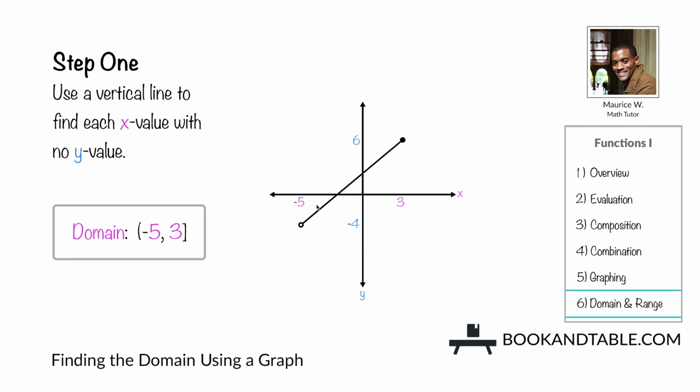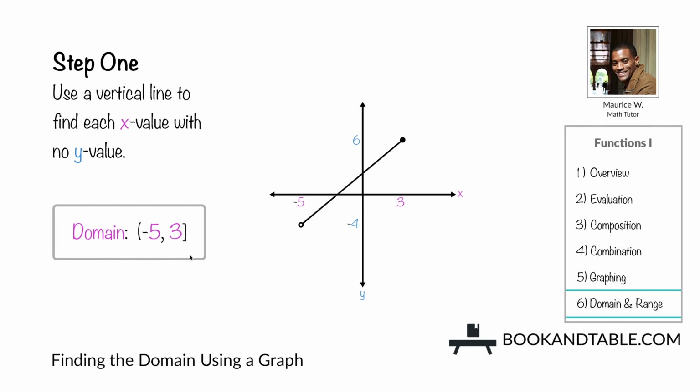So the domain would be from -5, parenthesis to the left, since -5 is not included. And it would continue to the largest possible value of -3, which is included since it is filled in. So this would be the domain.